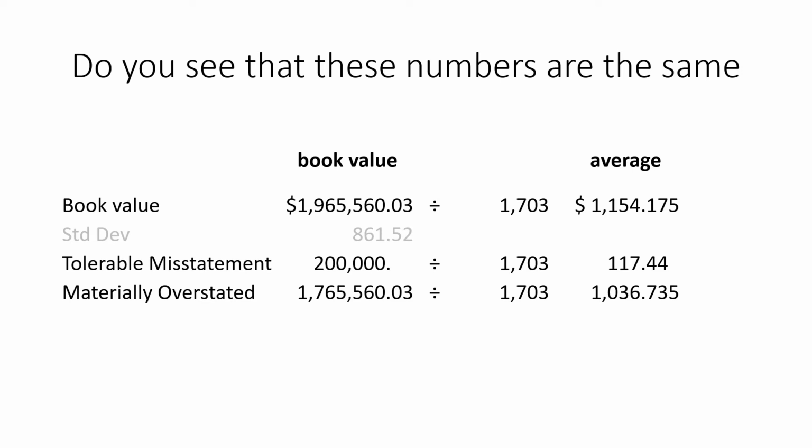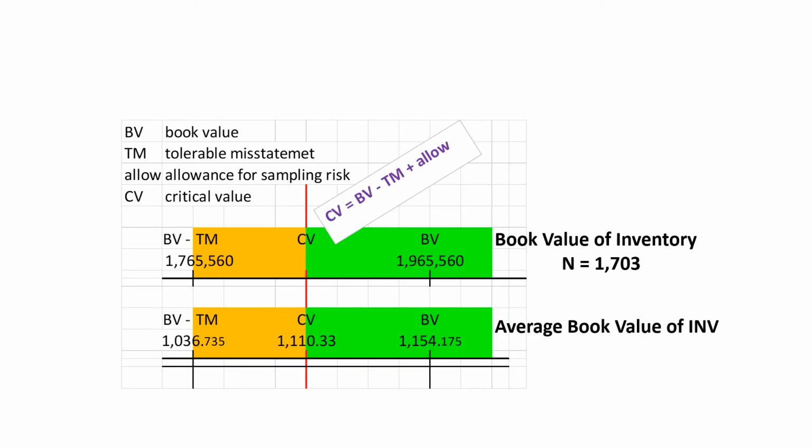Because we're taking a sample, we're going to try on our sample results to prove, though proves is too strong a word, to provide evidence that the true value exceeds 1,036 for our sample, for the average. Notice that these are the same numbers, they're just divided by 1,703. So don't get confused when we move back and forth.